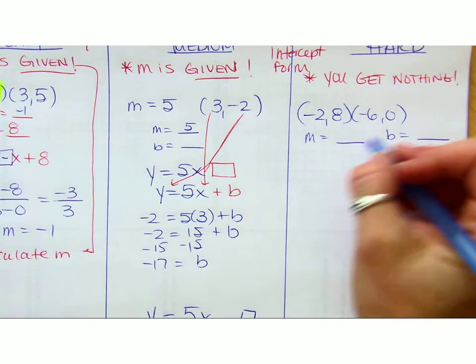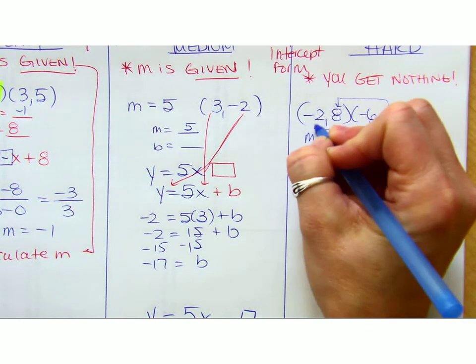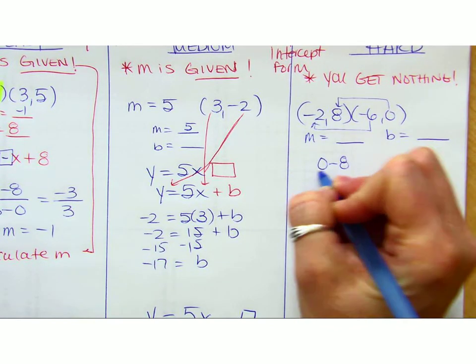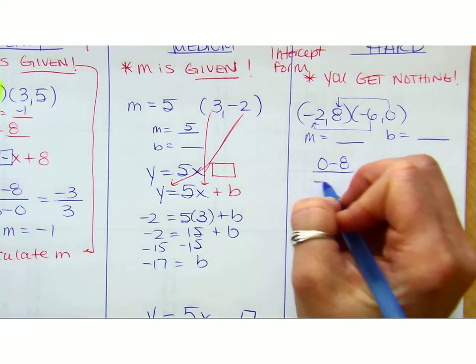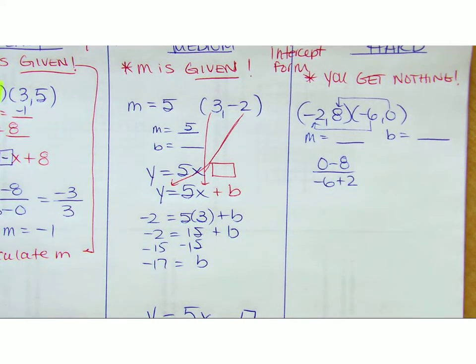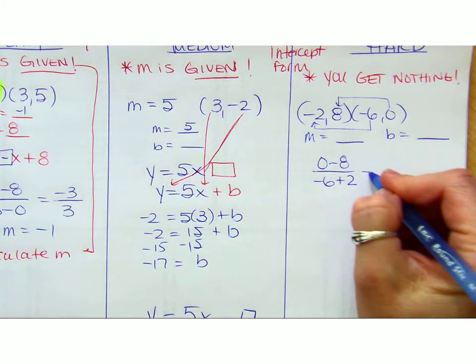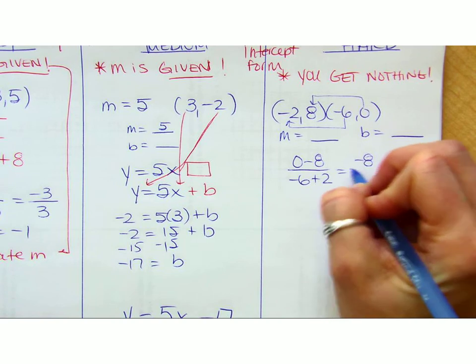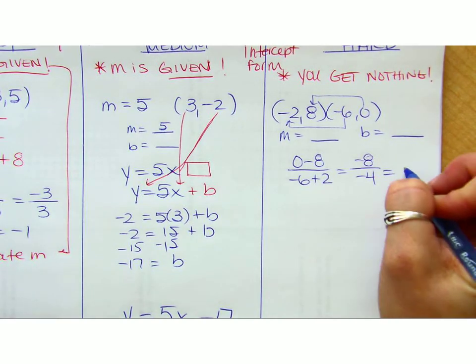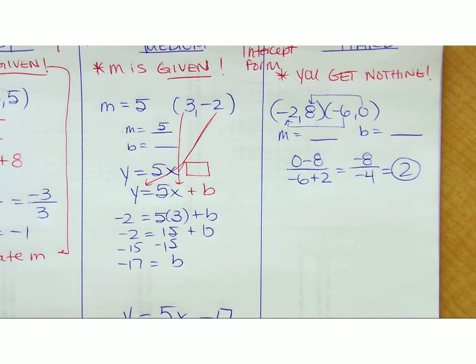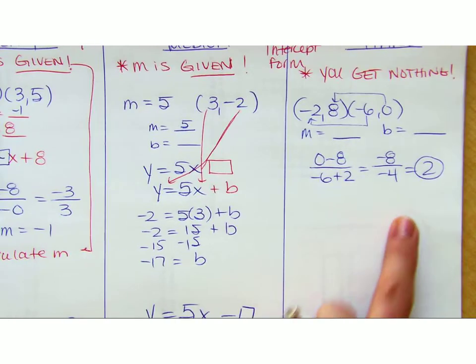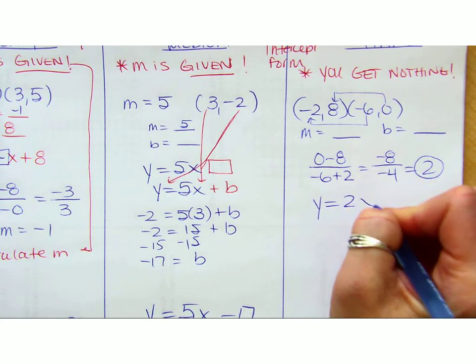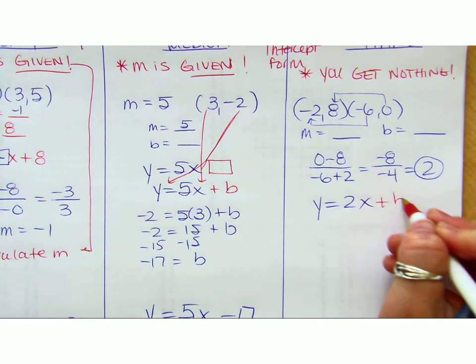I would do the formula. So I would say 0 minus 8 divided by negative 6, be careful, plus 2, because I'm subtracting a negative 2, gives me negative 8 over negative 4, which means my slope is 2. I am halfway there. And now guess what? Now that I know the slope, didn't this hard problem just kind of turn into a medium one? So now I put in my equation what I know, and I solve for what I don't know.